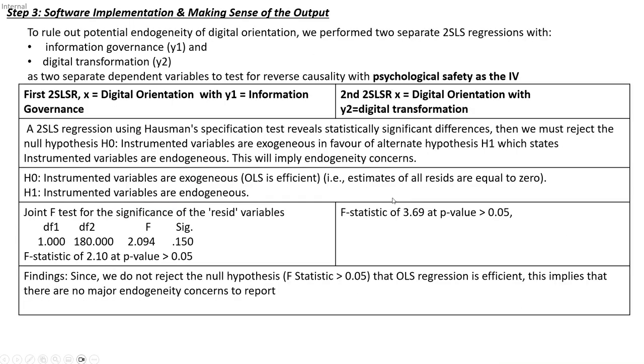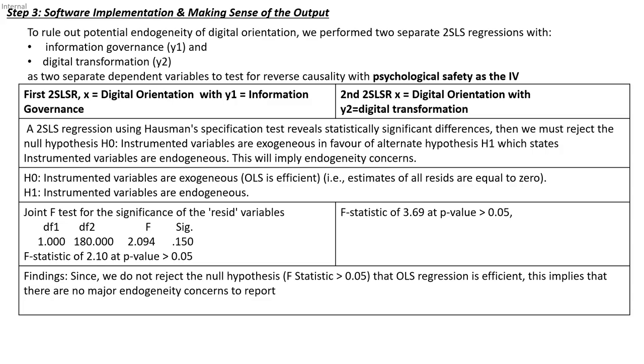So that was step 3. What you see here is that we have implemented that through software, an SPSS add-on, ENDOS. And now we want to make sense of the output that we've got. As I mentioned, because we've got two mediators and we want to test the reverse causality for both of them, we first run it for information governance. The same procedure would be followed for digital transformation. Let's talk about the result. What this ENDOS add-on does is it implements the Hausman specification test for the 2SLS regression.